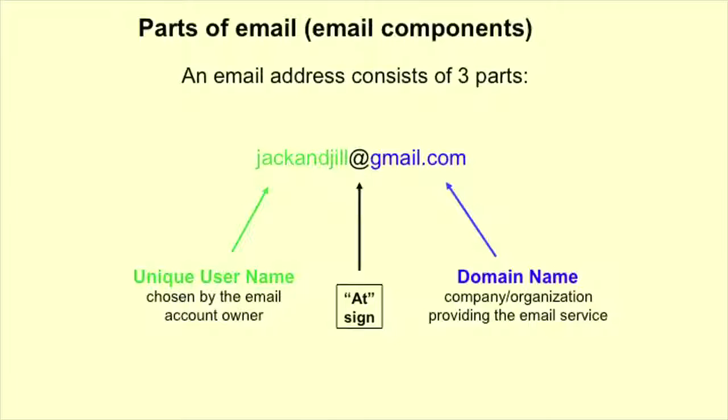Here on the screen, you have an email. Please look at the screen. Fine. Now I have jackanji@gmail.com. This email has three components. The first component is the username, which is Jakanji. That one, I placed in green. So what you see in green is the username.